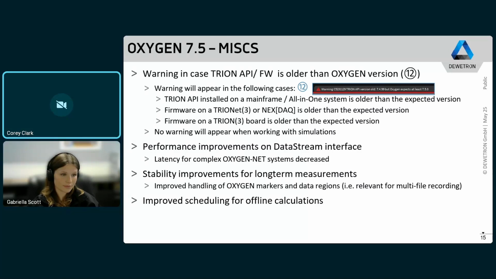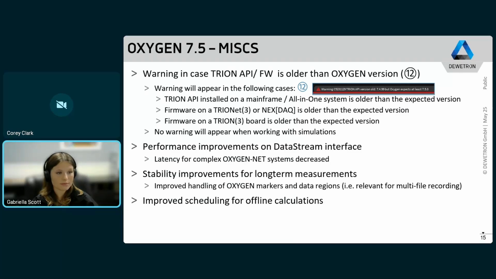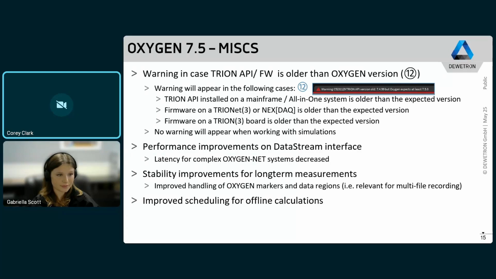Now, some of the other miscellaneous improvements would be an improvement to our data stream interface. This is a TCP/IP based output interface plugin that we have, where you can stream all of the samples that you've collected up to a limit out of your system as packetized data sets. So you can send it over to another system or another piece of software where it can be broken apart and displayed and collected. So we've improved the latency for complex Oxygen net systems when using the data stream interface. So if you're using that type of configuration, please use the data stream interface, and we hope you enjoy the latency improvements there.